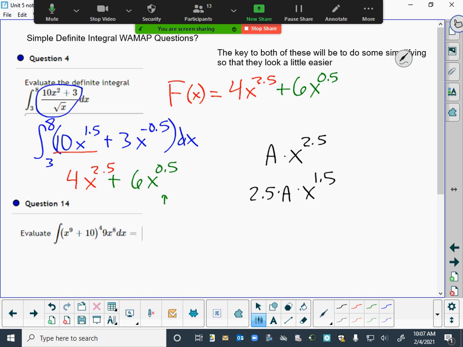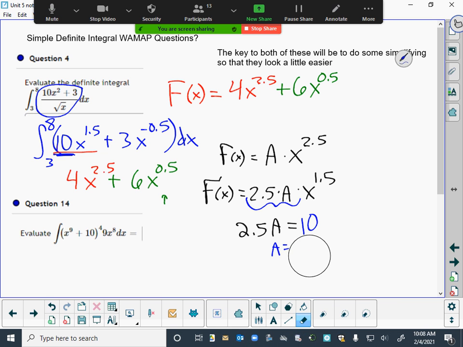Okay? So if I call this capital F of x so far, then the capital F prime of x would look like that. But this 2.5a in my original problem was a 10. So I need 2.5a to equal 10. And if I divide both sides by 2.5, I get that the a was not 10. The a is 4. 10 divided by 2.5 is 4, and that's where this 4 comes from.